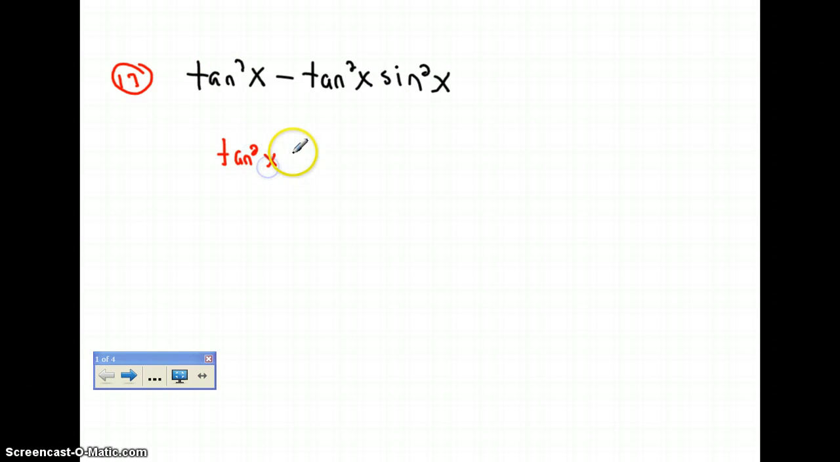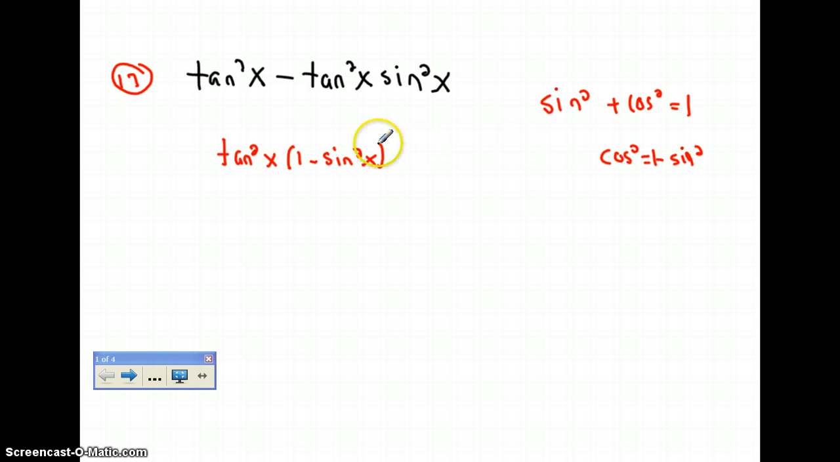I'm going to factor out a tan squared, which leaves me with 1 minus sine squared x. Now, like what we talked about yesterday, whenever I see a 1 and a sine squared, I think of the Pythagorean identity: sine squared plus cosine squared equals 1. That's the same thing as saying cosine squared equals 1 minus sine squared. So I can replace 1 minus sine squared with cosine squared. Now I have tan squared x times cosine squared x.